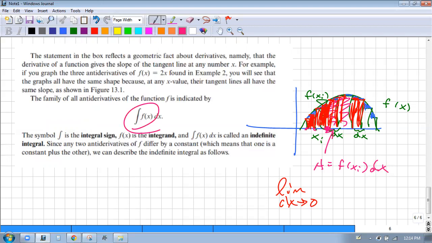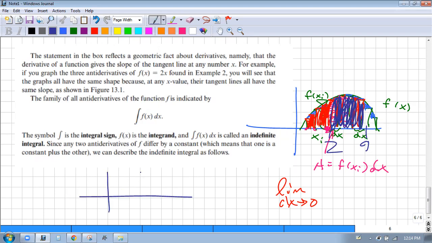Now, this is called an indefinite one because in a definite one, we would have numbers here. We might say from 2 to 4, right? So if here's 2 and here's like 4, we'd only be looking at this area, right? So if you put numbers there, the output is a number. If you don't put numbers there, the output is a formula for the area for any interval, right?